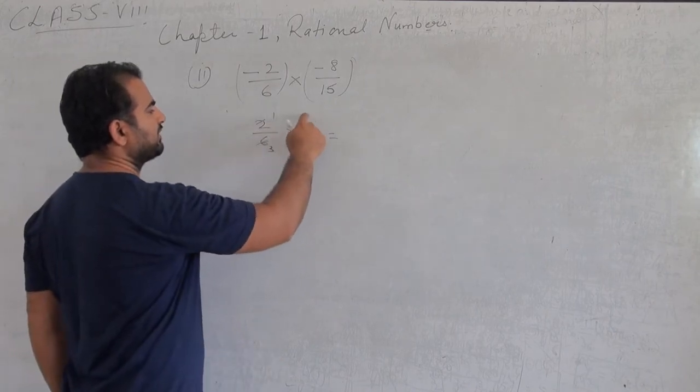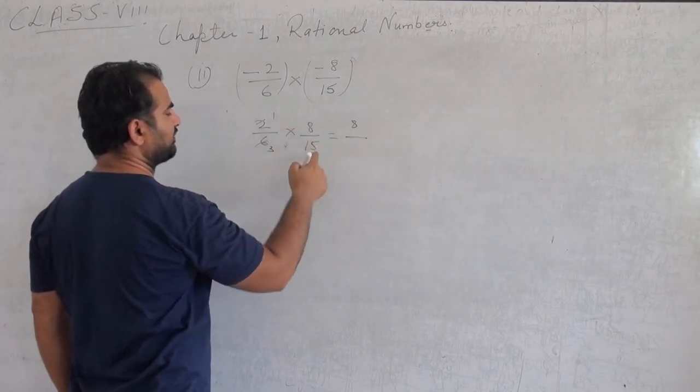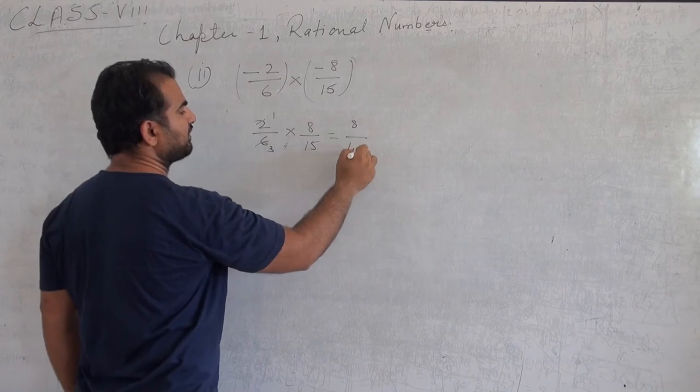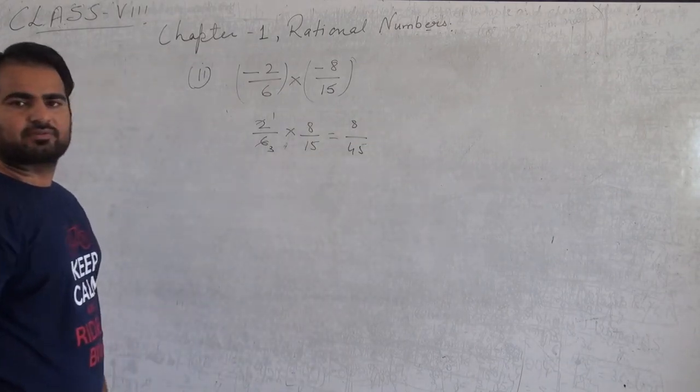So 1 multiplied by 8 will be 8, and 15 threes are 45. The answer will be 8 by 45.